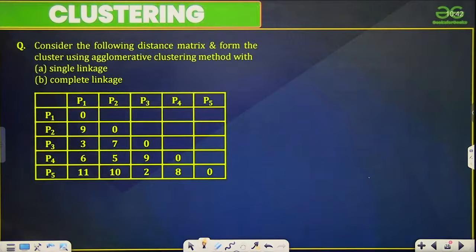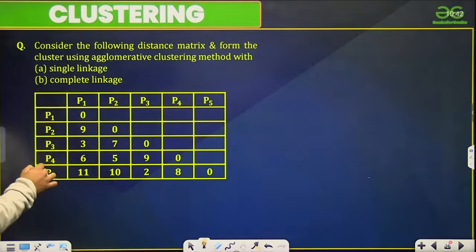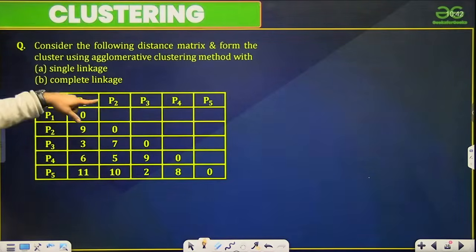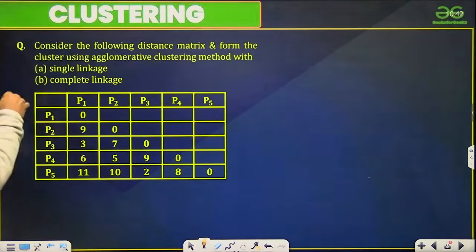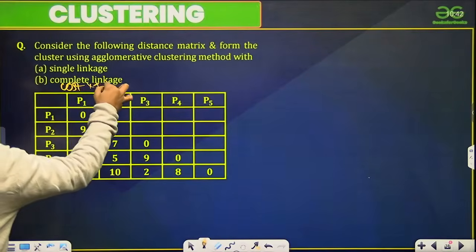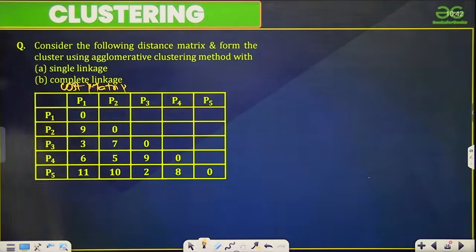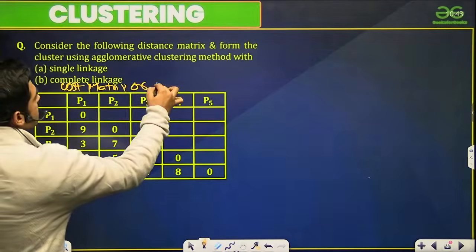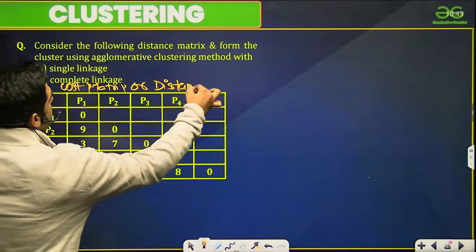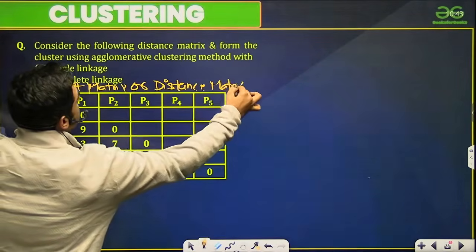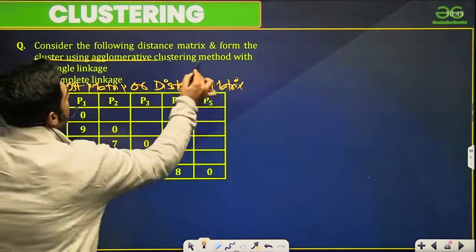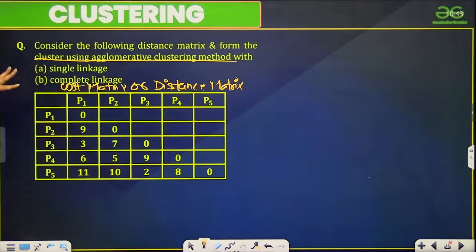Now these are the elements, p1 p2 p3 p4 p5, and this is the cost matrix that is given. You would be given this cost matrix, and it says form the following distance matrix. Cost matrix or distance matrix, one and the same thing. Now what does it say? Form the clusters using the agglomerative clustering method using single linkage and complete linkage.